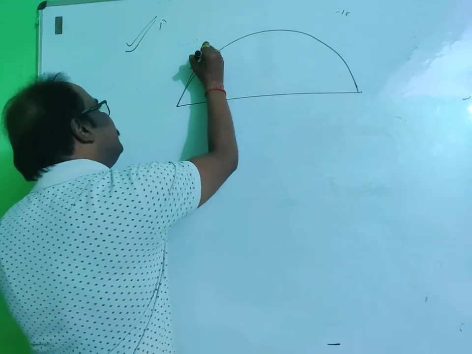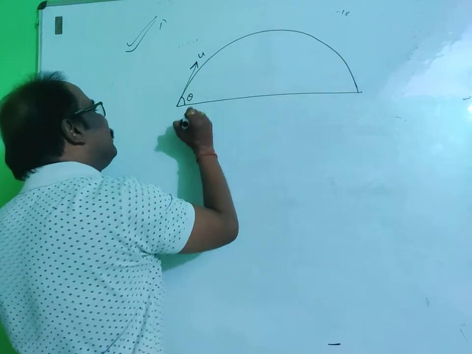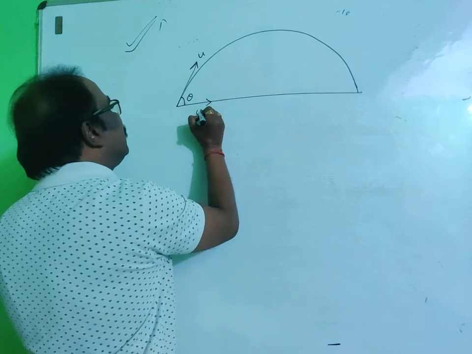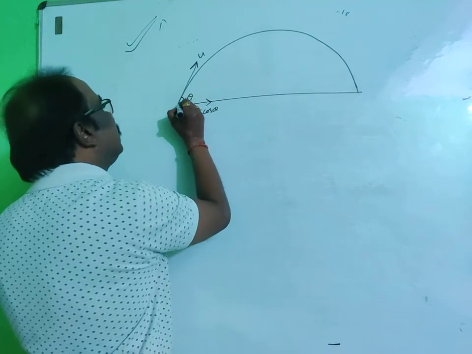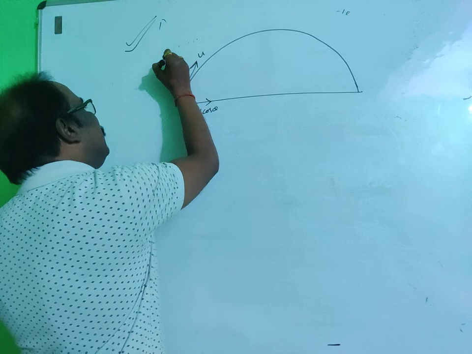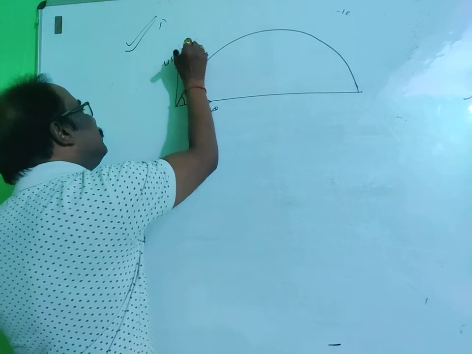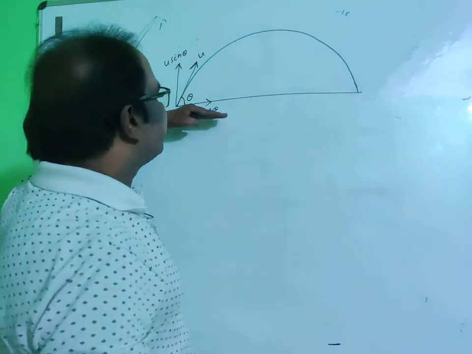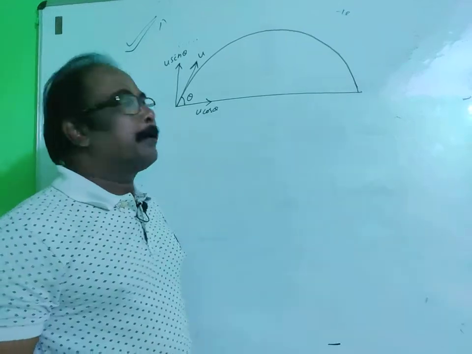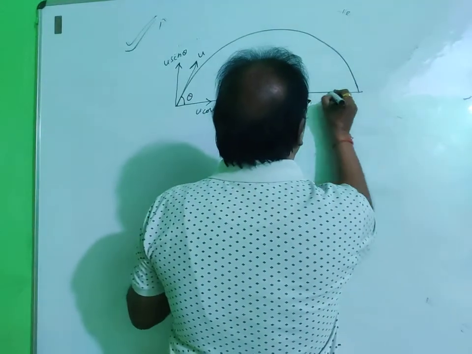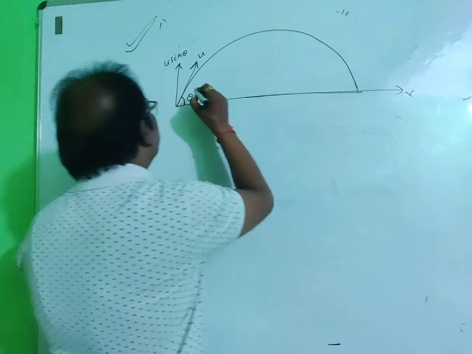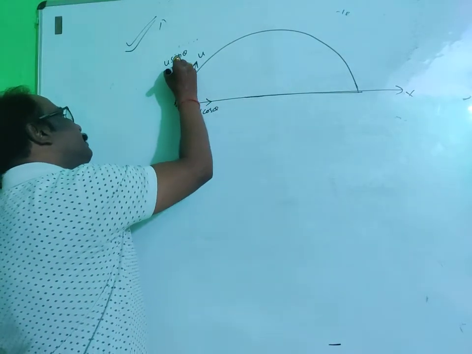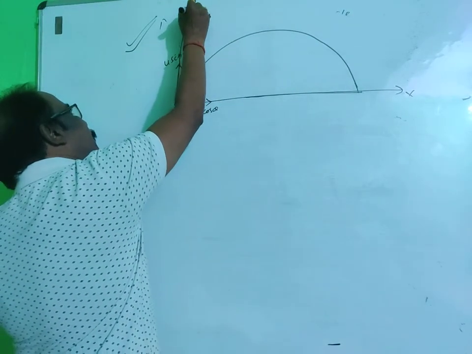Velocity is u, making an angle theta, horizontal component u cos theta, vertical component u sin theta. This is motion on a plane, because u cos theta tends to cover distance along x axis and u sin theta tends to cover distance along y axis.